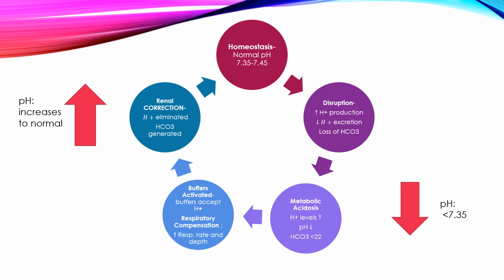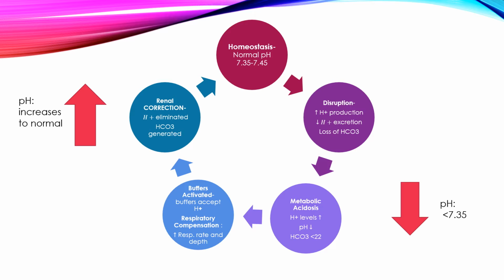Remember that if we have that homeostasis, our normal pH is going to be 7.35 to 7.45. Any disruption within that is going to cause an increase in hydrogen ion production, or it could be that our body is decreasing the hydrogen ion excretion, or we're losing that bicarb. So we have this excess production and a decrease in the loss of that hydrogen ion, which is going to result in acidity. And when we are acidic, our pH is going to fall to less than 7.35.